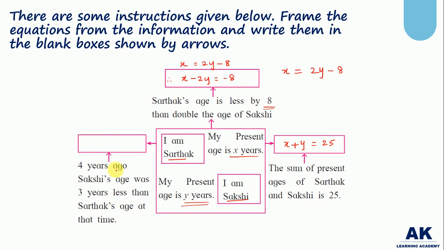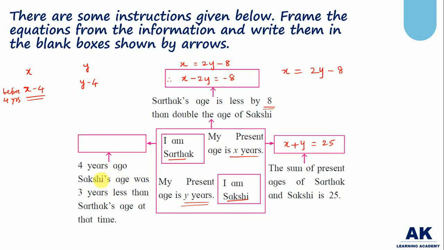In the same way, 4 years ago, Sakshi's age was 3 years less than Sarthak's age at that time. We know that the present age of Sarthak is X. Four years ago, it was X minus 4. The present age of Sakshi is Y years. Before 4 years the age was Y minus 4.